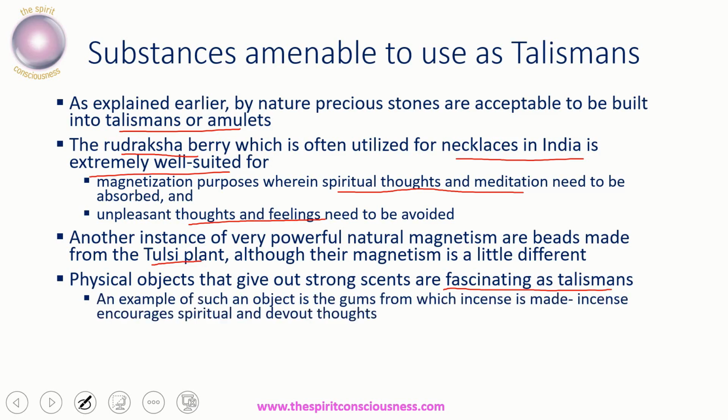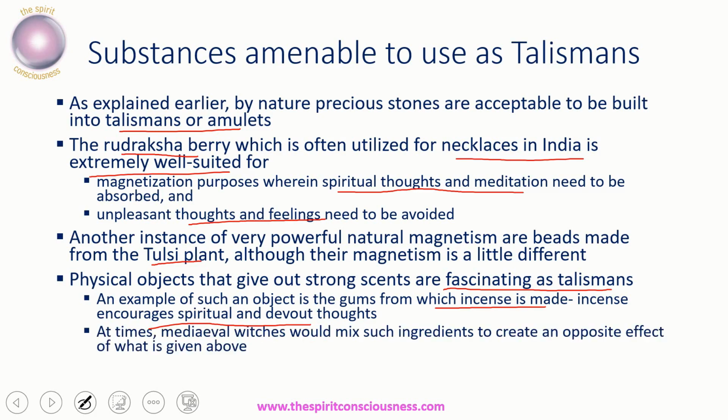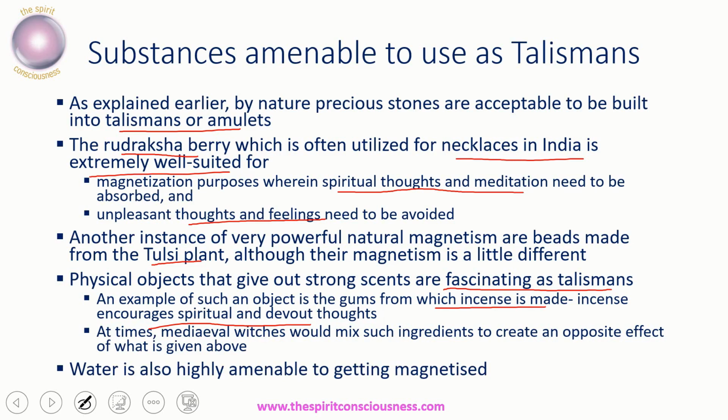Physical objects that give out strong scents are quite fascinating as talismans. An example of such an object is the gums from which incense is made. Incense typically encourages spiritual and devout thoughts. At times, medieval witches would mix such ingredients to create the opposite effect of what is given above. Water is highly amenable to getting magnetized.